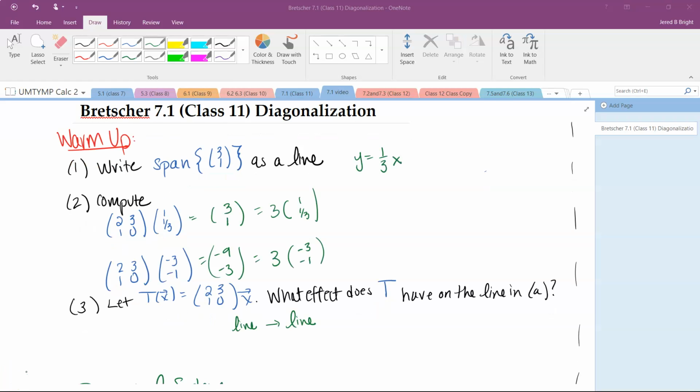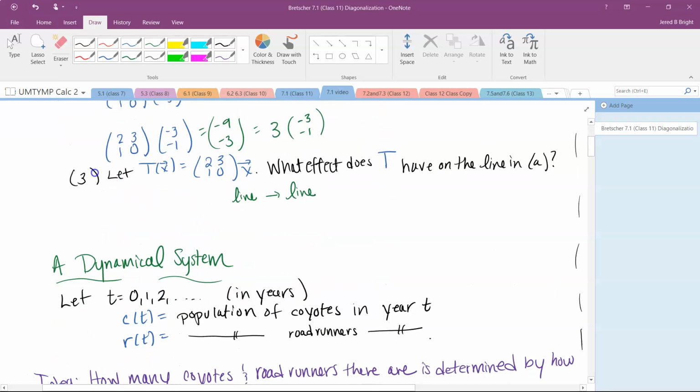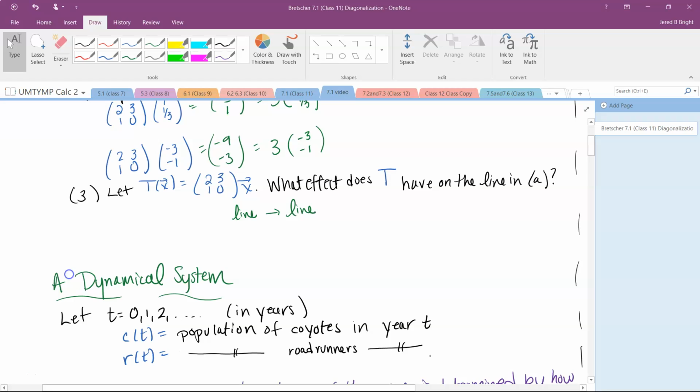And here you go. Okay, warm-up aside, let's move on to the dynamical system idea. So what we're going to begin with is looking at two populations that are interlinked and how those populations change over time. So we're going to look at coyotes and roadrunners. And if you've ever seen Looney Tunes, you know there's Wile E. Coyote and the Roadrunner. Doesn't have a name. But that's the idea that we're going to play off of here.